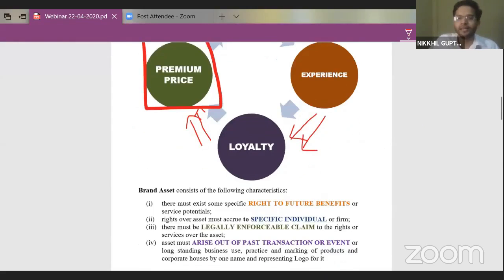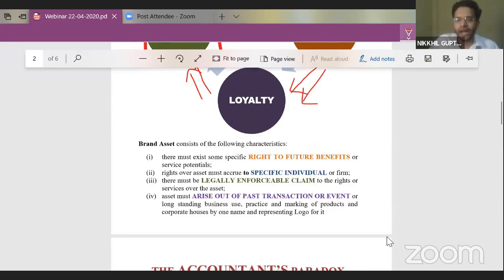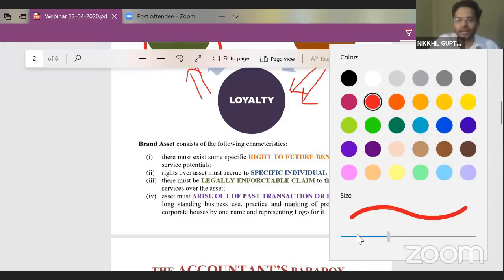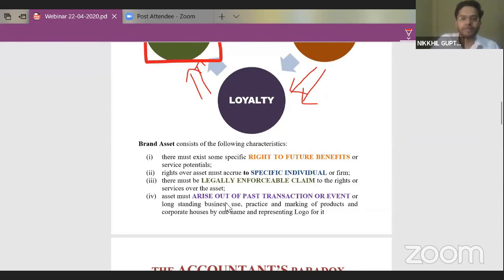Okay, these are the features of a brand asset. The features of the brand assets are: there must be some specific right to future benefits. So there are some rights to future benefits. Yes, using this brand, I will be able to earn supernormal profits. I will be able to earn a lot of money. So this is the benefit which I'll be deriving from this brand.